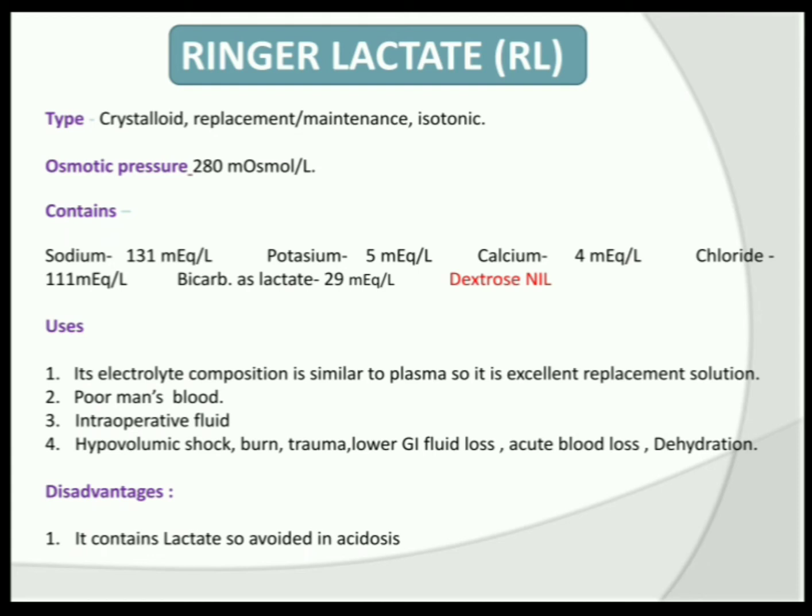What are the uses of ringer lactate? Its electrolyte composition is similar to our plasma, so it is an excellent replacement solution. Ringer lactate is also called poor man's blood, and we can use it as an intraoperative fluid and in cases of hypovolemic shock, burn, trauma, GI fluid loss, acute blood loss and dehydration. So ringer lactate has varied uses. Its disadvantage is it contains lactate, so it has to be avoided in cases of acidosis.